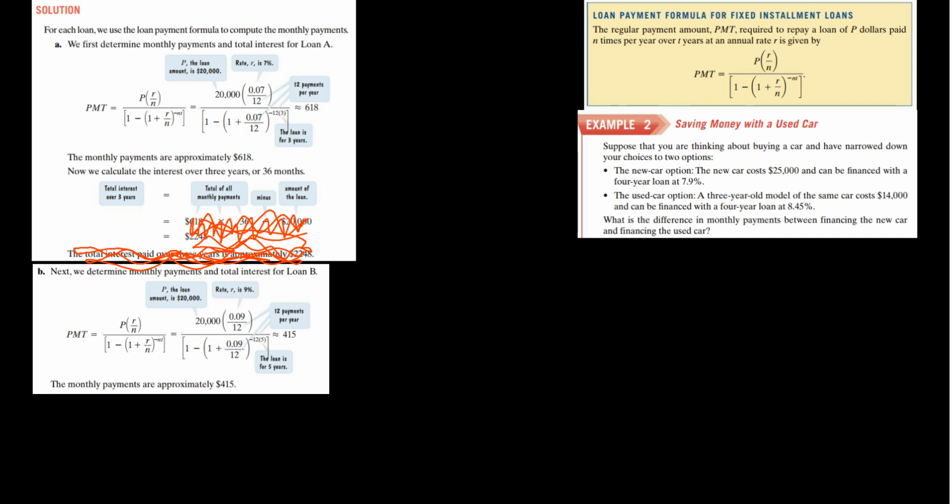All right, so here we go. We're paying $618 a month times 48 months. Oh gosh, that's a lot of money. All right, so $29,664, and then $415 times 48.